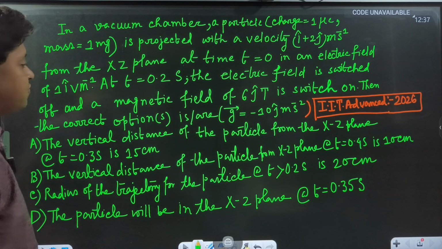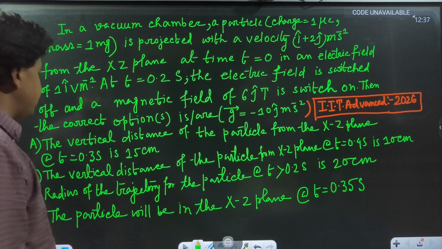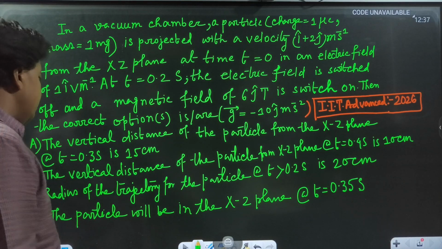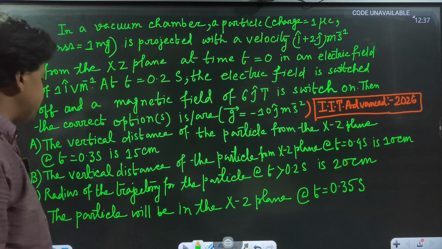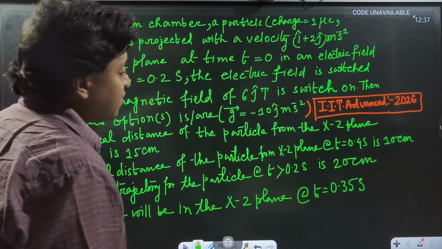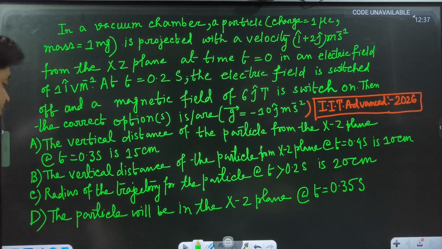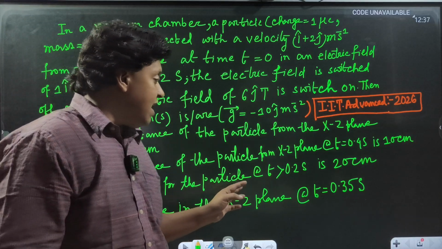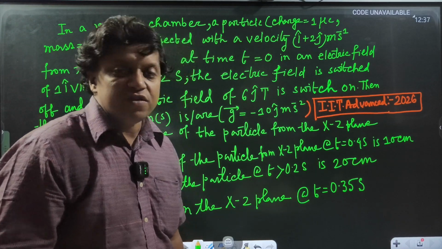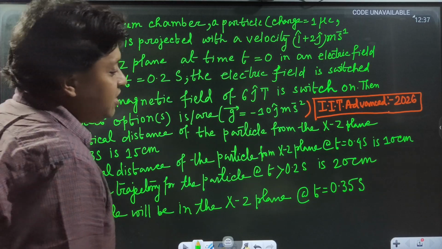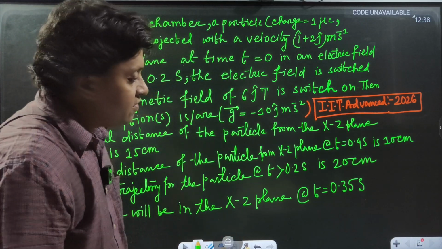Option A, the vertical distance of the particle from the xz plane at t equal to 0.3 second is 15 centimeter. Option B, the vertical distance of the particle from the xz plane at t equal to 0.4 second is 10 centimeter. Option C, radius of the trajectory for the particle at t greater than 0.2 second is 20 centimeter. Option D, the particle will be in the xz plane at t equal to 0.35 second. This is the problem statement.